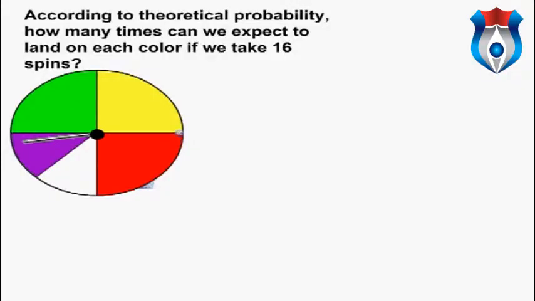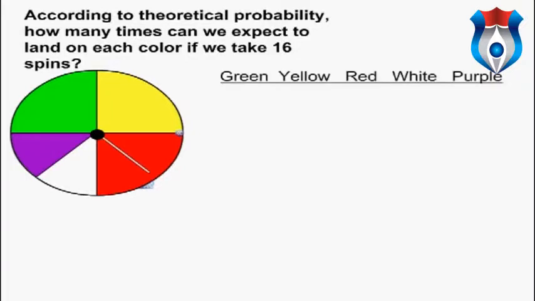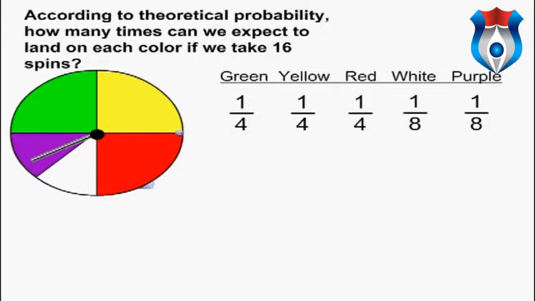In this problem, we are trying to determine, if we were to spin the spinner 16 times, how many times we can expect the spinner to land on each of the 5 given colors according to theoretical probability. Well, let's examine the green, yellow, and red sections because they are equal in size. We can clearly see that each of these 3 colors occupies 1/4 of the space of the entire spinner. Therefore, the probability of each of these colors being landed on is 1/4, or 1 chance out of every 4 spins. Examining the white and the purple slices, we can see that each one of those occupies 1/8 of the area of the spinner. So we would say the probability of those colors being landed on is 1/8 each, or 1 out of every 8 spins.